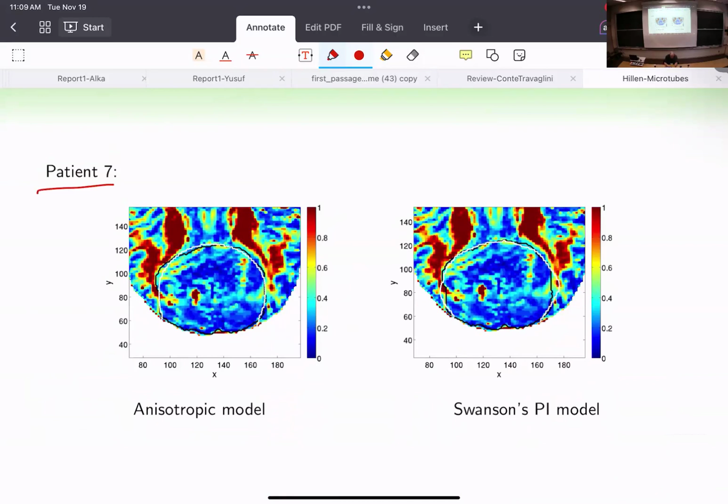For patient 7 here, there's a little bit of difference. If you look in this region, the Swanson model in white predicts growth here to the right, which our model does not. So there is some improvement in the fitting of the tumor size if we use the anisotropy, but it's maybe not too drastic.